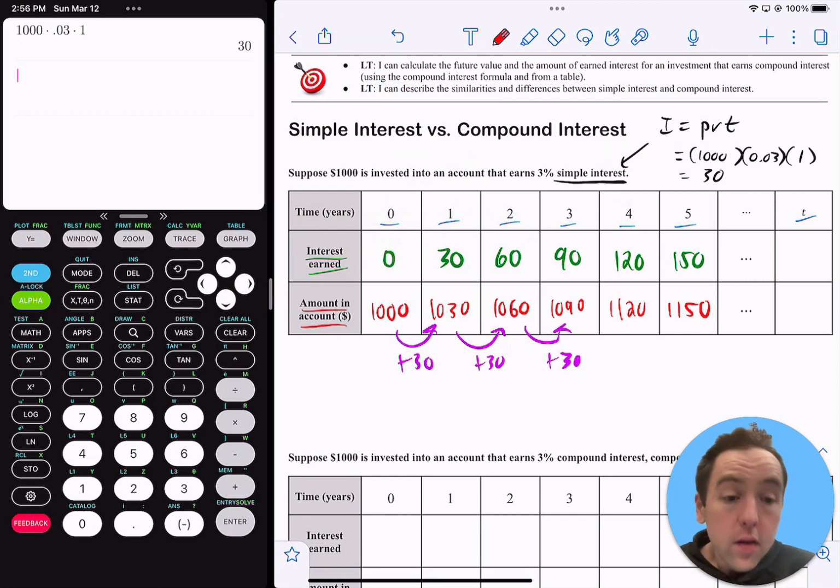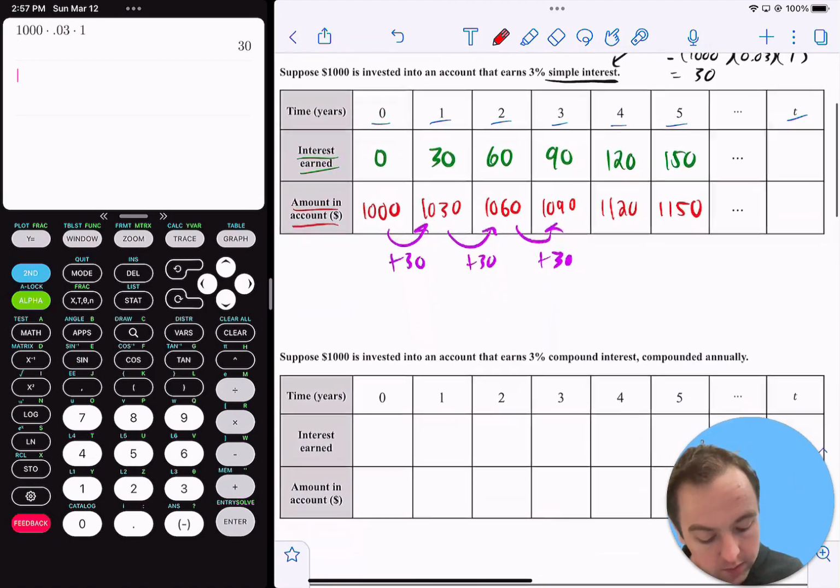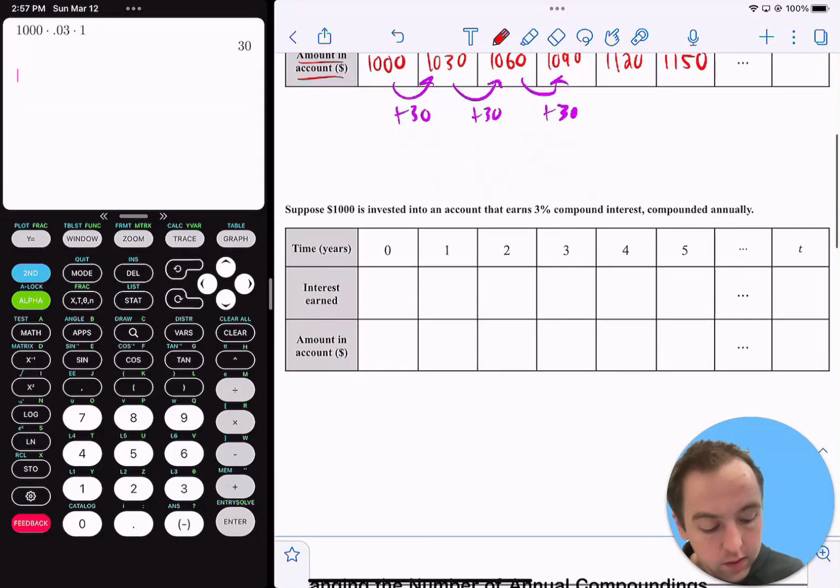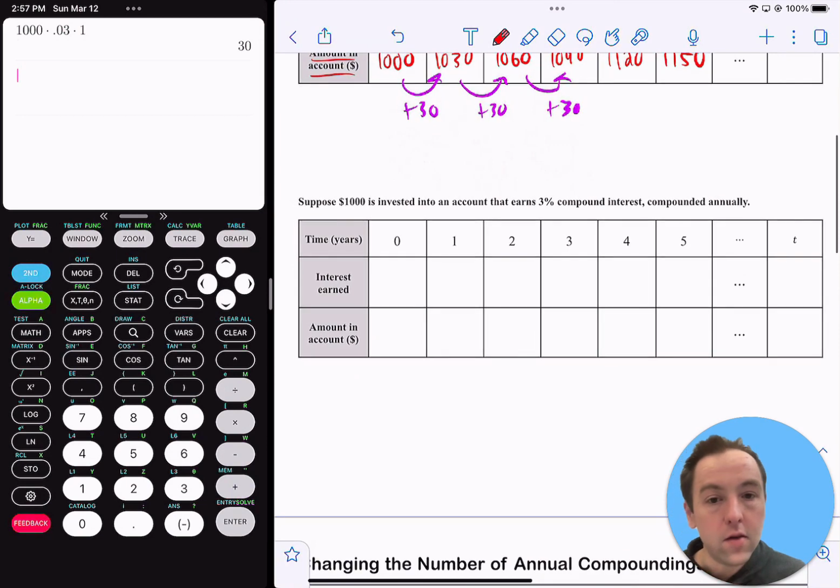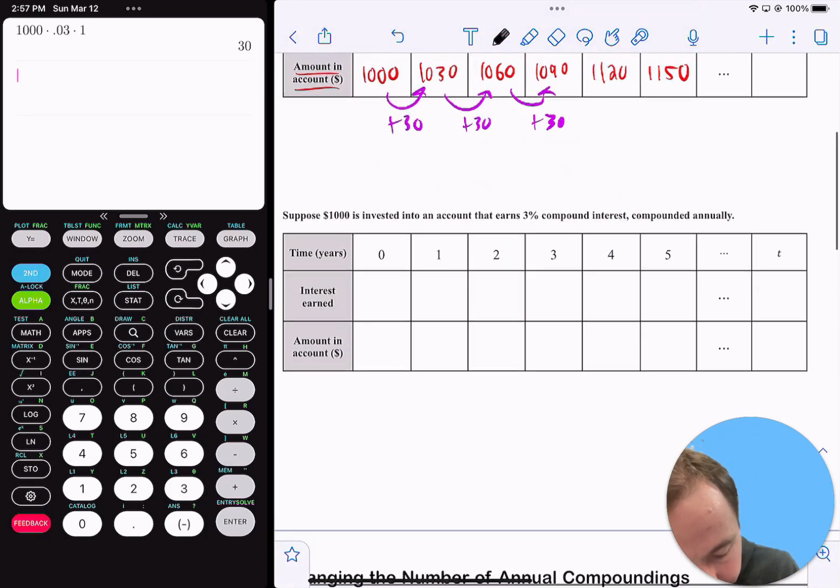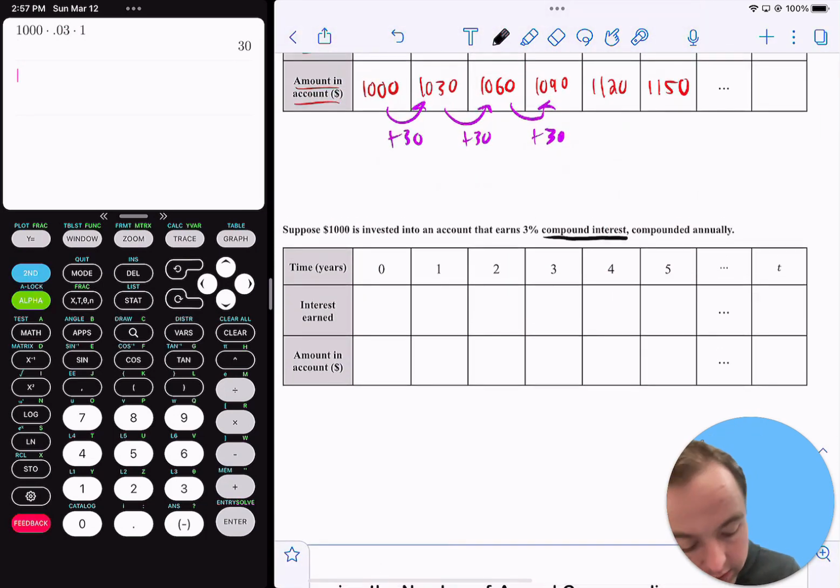So what we need to establish is how that is different than compound interest. The second table down here will allow us to explore how compound interest accumulates and how it's a little bit different than just simple interest. So same scenario and conditions in that we have $1,000 that's going to be invested into an account that accrues 3% interest that's compounded. And so it's a little bit different, right? Because it's earning compound interest.